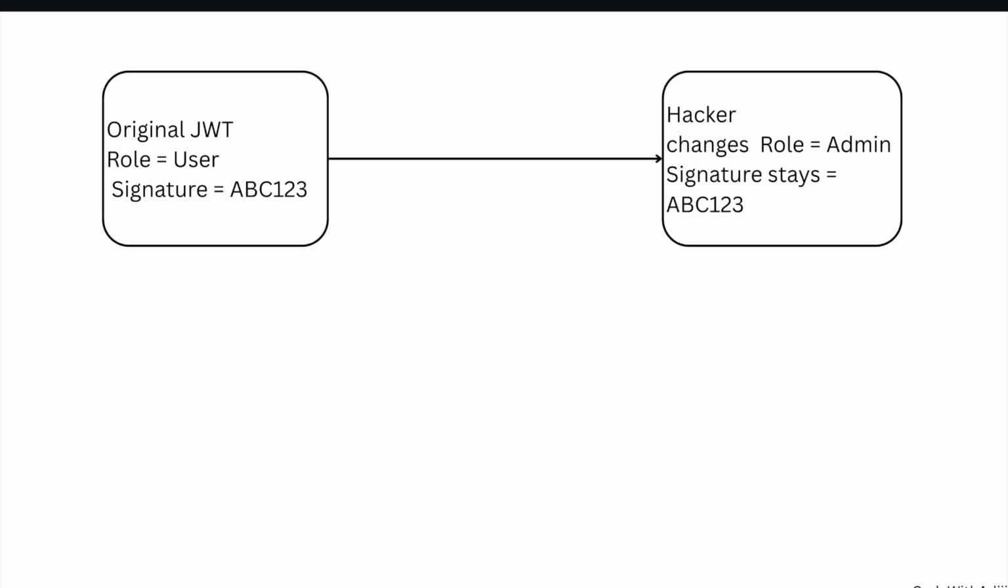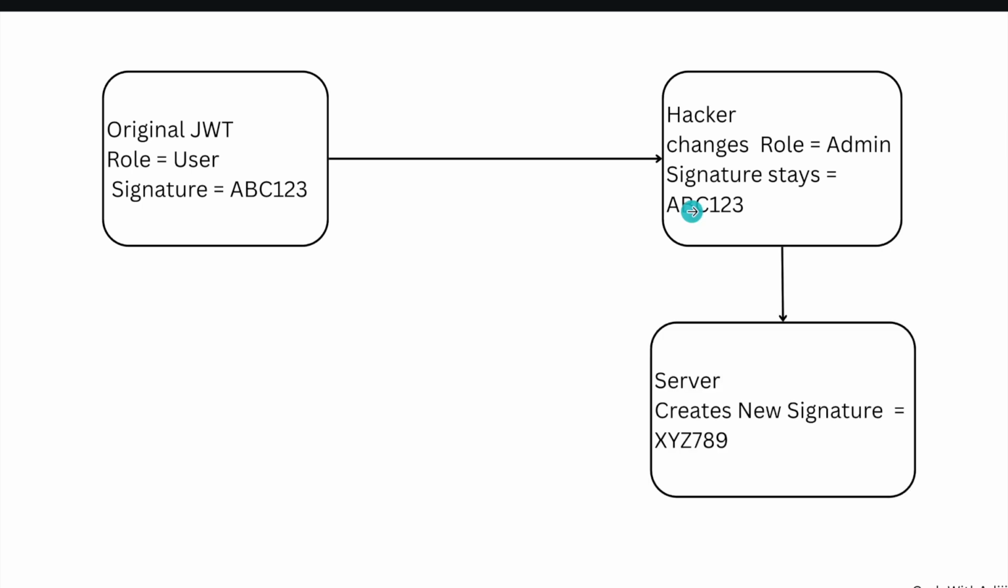A hacker somehow gets the JWT token and changes the payload from user to admin. Changing the payload is easy, but there is one problem: they don't know the server's secret key. So without that secret key, they cannot create a new valid signature. So the hacker sends the modified token to the server.